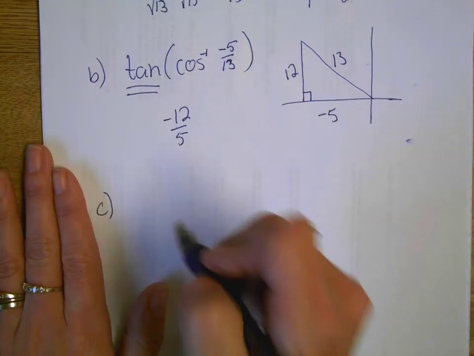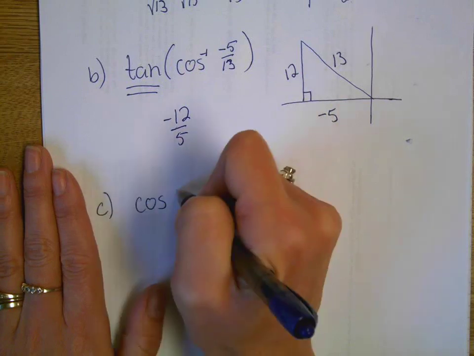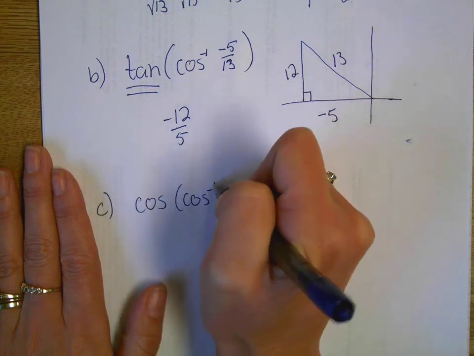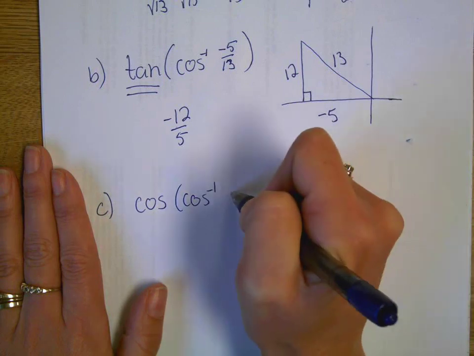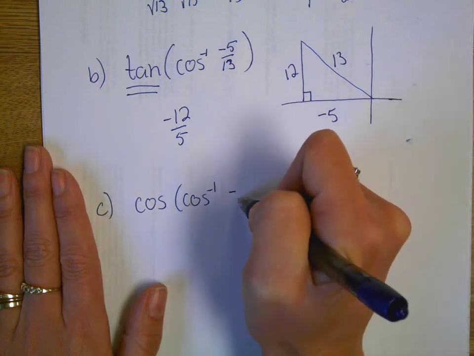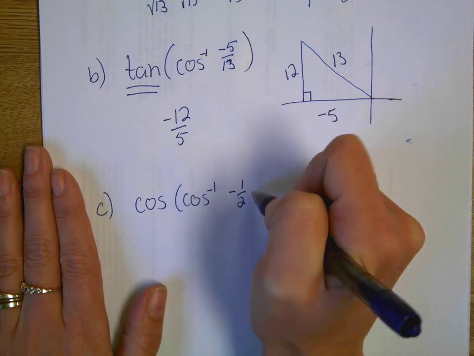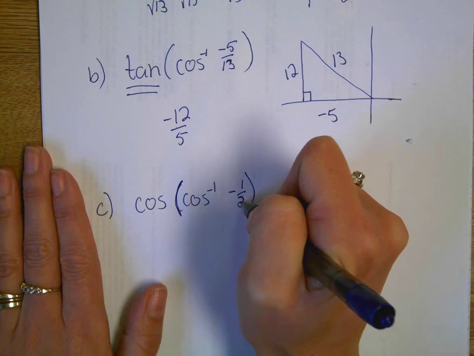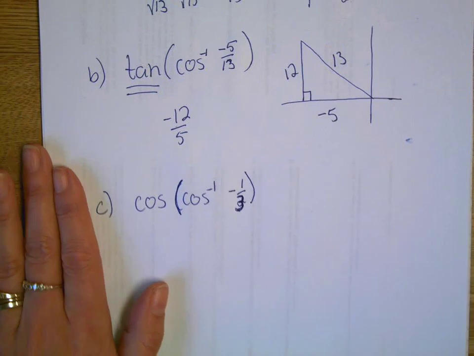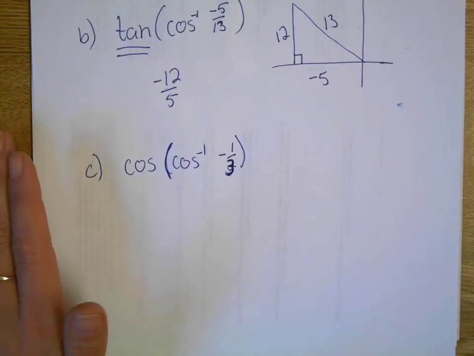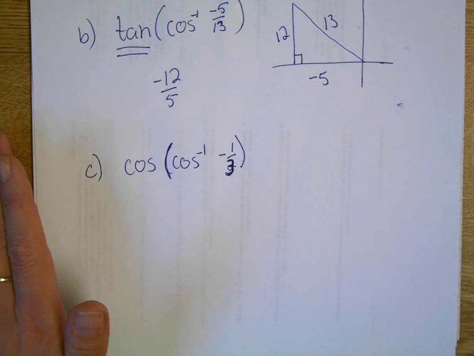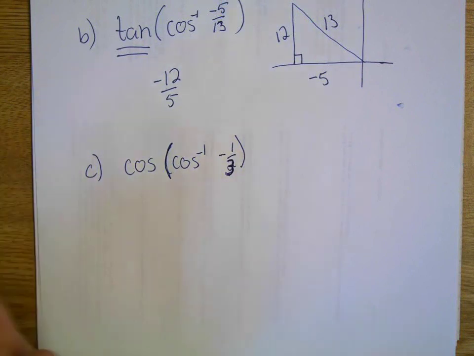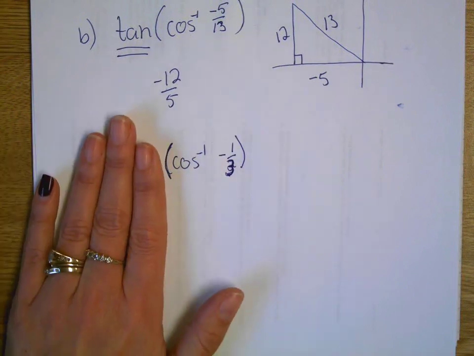Okay, cosine of the inverse cosine of a negative 1/2. Actually, I'm going to make it negative 1/3. Would it be negative 1/3? Oh, you're seeing something. I am. Is that a 3? Let's just go through it and see. She says the answer is going to be negative 1/3.